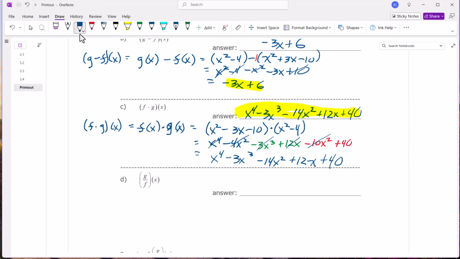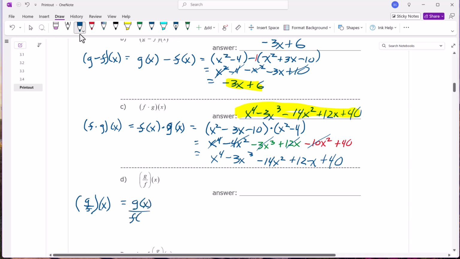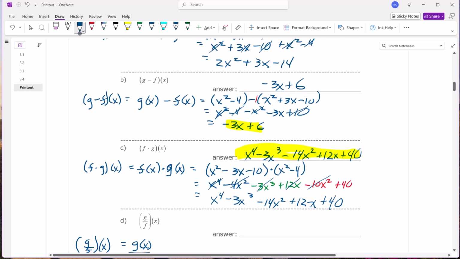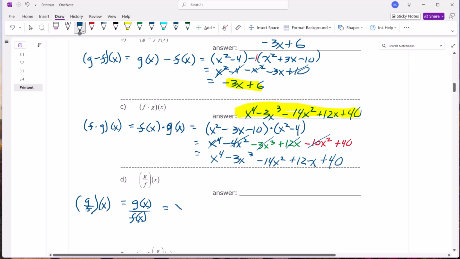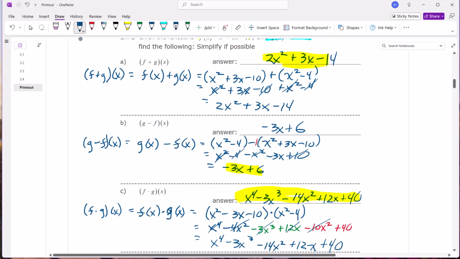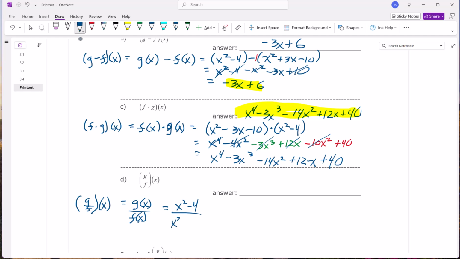Okay, and then the next thing I'm going to do on here is we're doing g over f of x. So we just do g of x and we divide by f of x. Okay, so g of x is x squared minus 4. And f of x is x squared plus 3x minus 10. So this is an algebraic fraction.